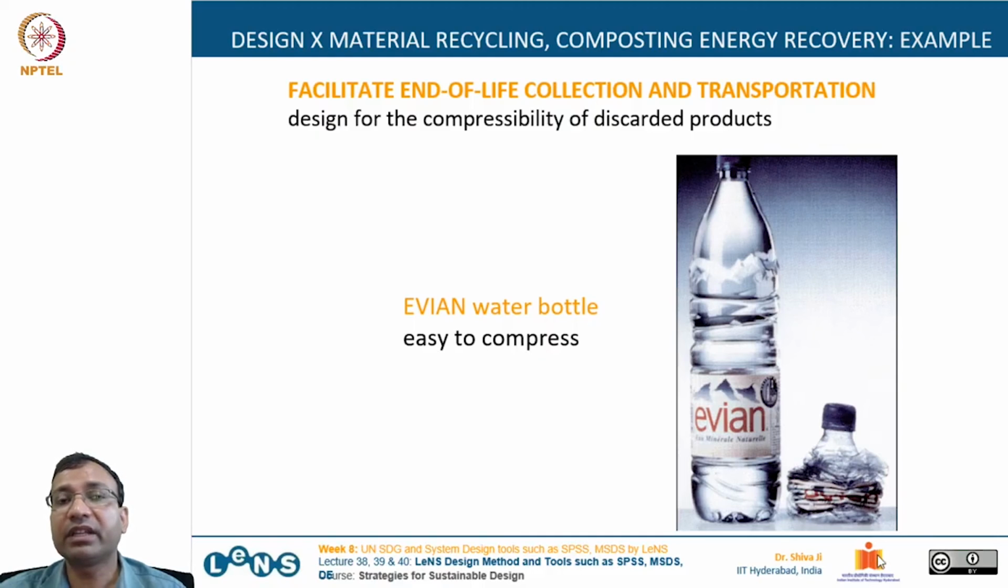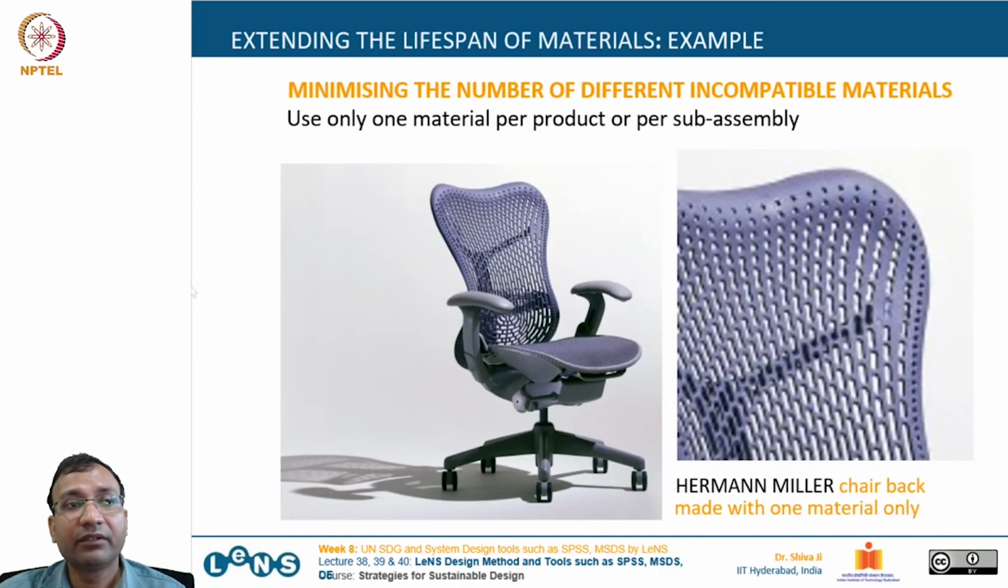So it becomes very easy and optimal for the recycler to collect these discarded water bottles and take them to the facility. Further, we have this example over here: minimizing the number of different incompatible materials. So use only one material per product or per sub-assembly. Here, Herman Miller is again back with one of the very good examples.